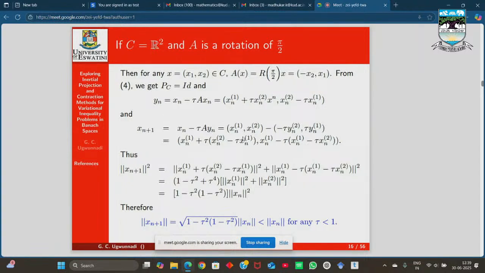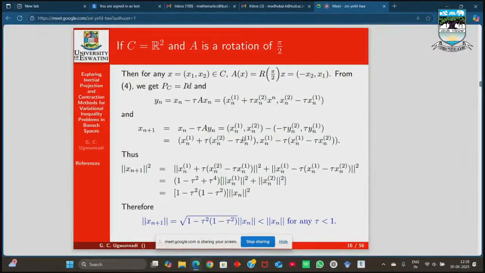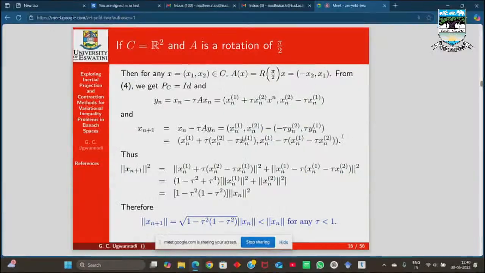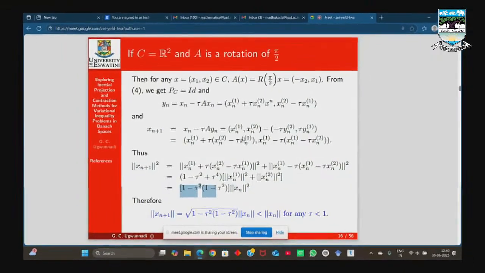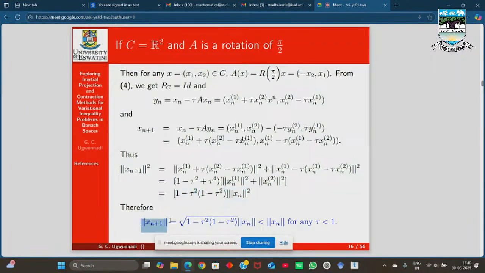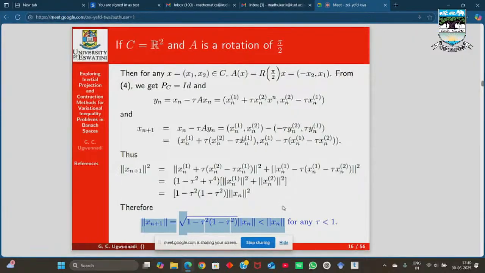The same space R2, then we have PC as identity. Then when we iterate, xn plus 1 by the extragradient method will now be this. Finding the norm of xn, we see we arrive at this, which is the norm squared. The norm of xn plus 1 will be less than the norm of xn for any tau less than 1, which is so beautiful. Why? Because we are in finite dimension. Since we are in finite dimension and the norm is bounded below by 0, what can we say?